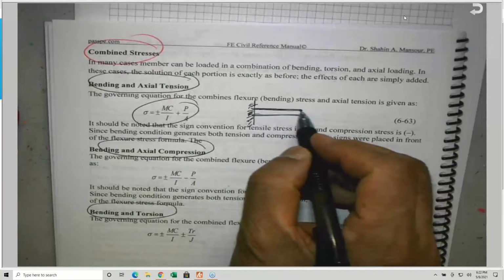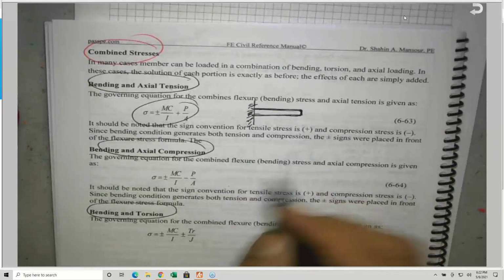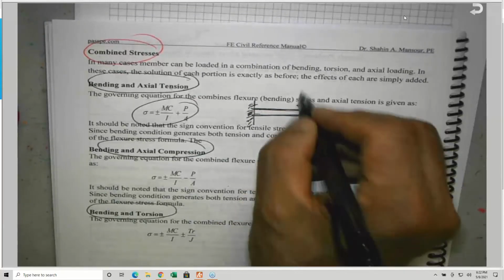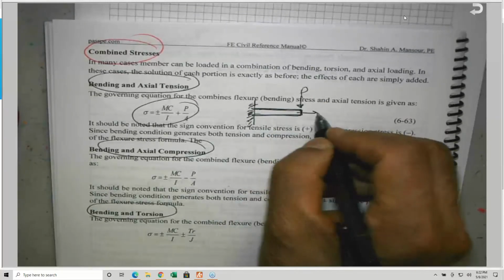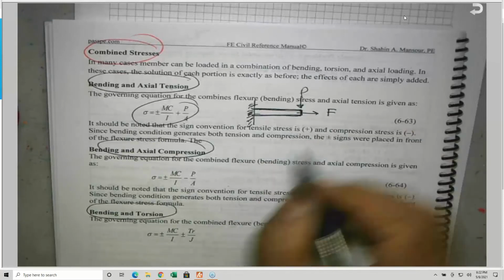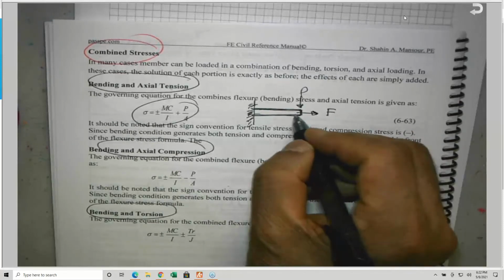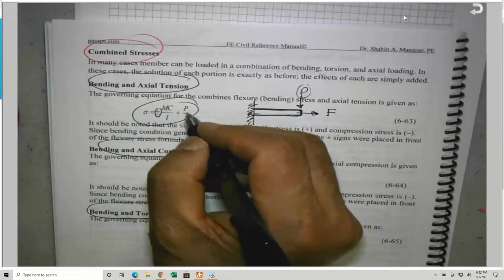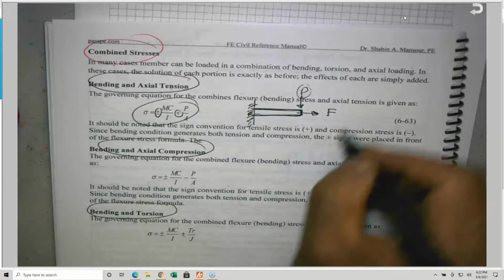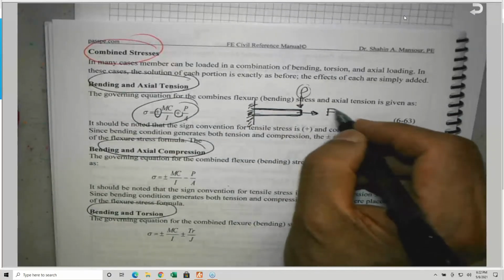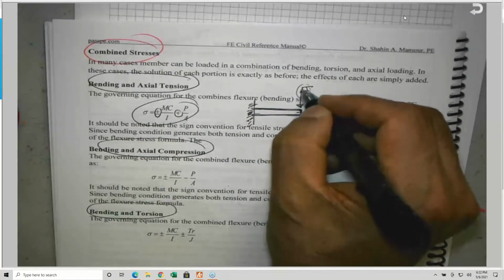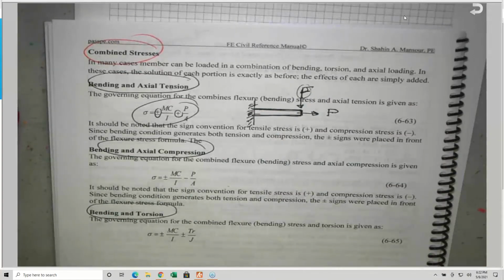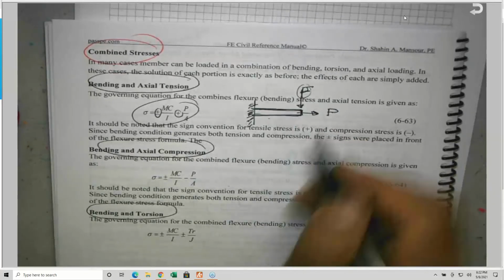You will learn this for sure, or you already learned it. If you have a cantilever beam that's subjected to an axial load like this, P, but also subjected to a force like this, F, this force will cause tension, and this force will cause bending. So sigma is equal to plus or minus MC over I, and P over A. Let me make this P, and this is F. This is called combined bending and tension.